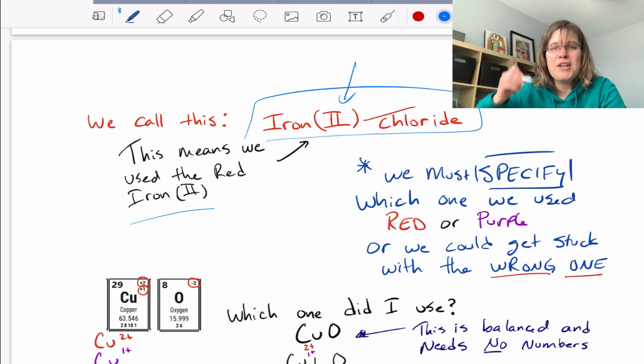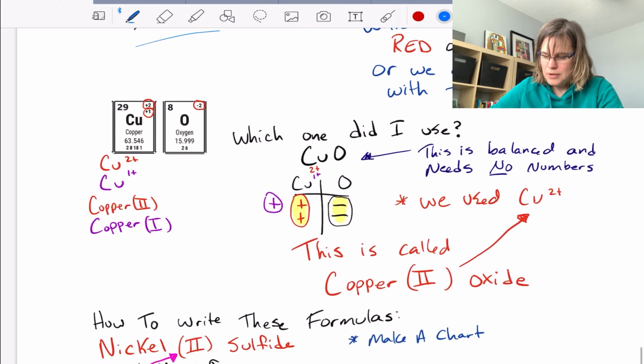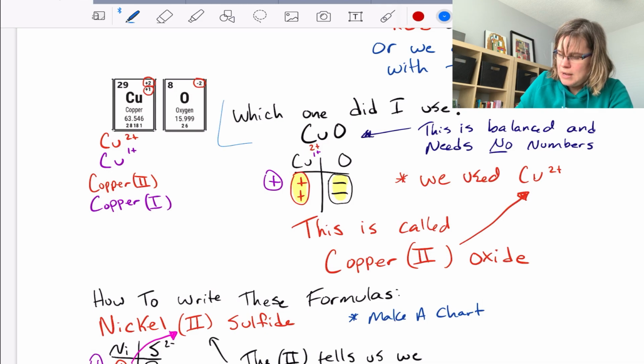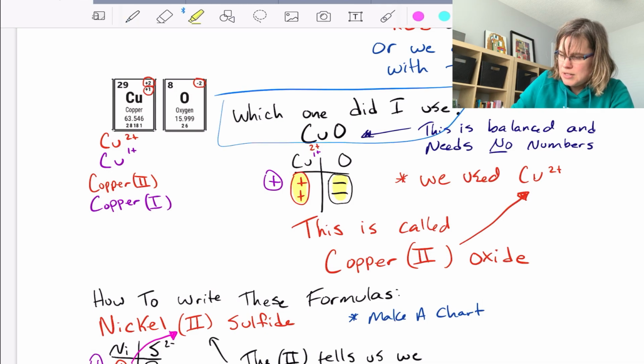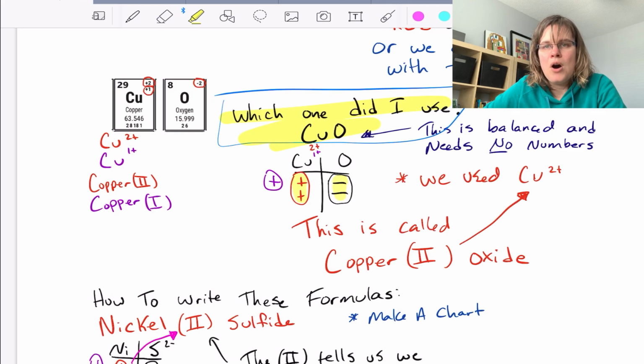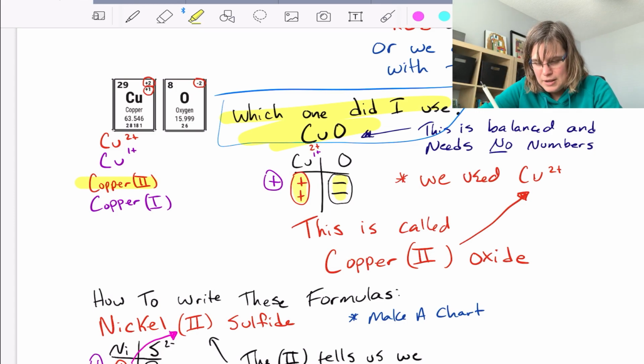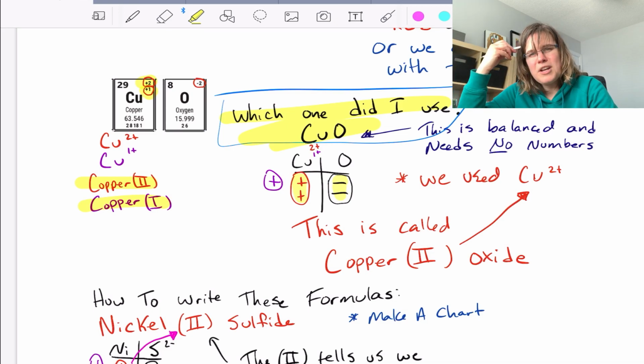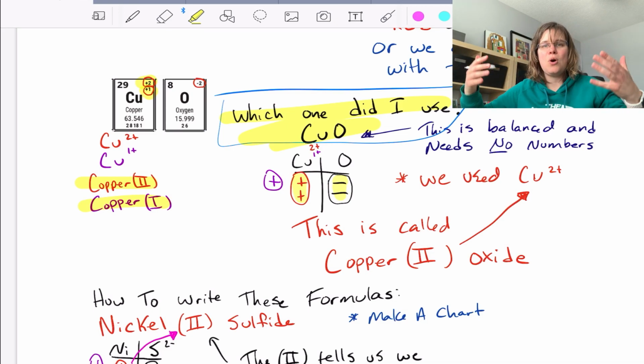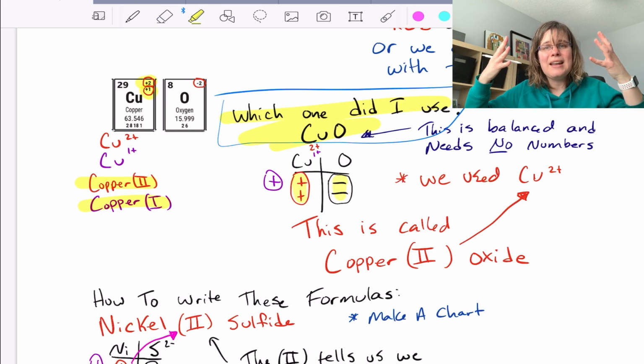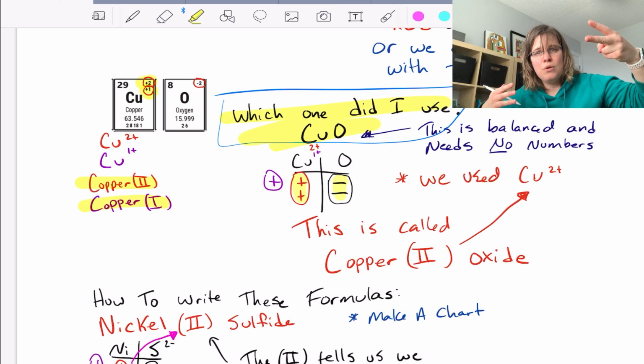We must specify which iron we used if there's more than one form, just so that you're not running out and buying that banana Slurpee. So here's the formula right now. Which one did I use? So what we're looking at is this right here, CuO. Which copper did I use? Copper comes in two forms. Copper comes in the red form, which is copper 2, if you notice up here, and it comes in one form, copper 1, which is right here. So which one did we use to make it totally balanced, that we didn't need to use any numbers whatsoever? Did we use the 2 or the 1?